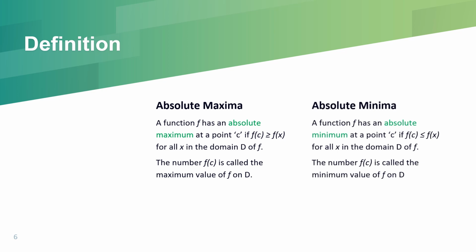Next, absolute minima. A function f has an absolute minimum at a point c if f(c) is less than or equal to f(x) for all x in the domain D of f. The number f(c) is called the minimum value of f on D. That is, in the entire domain of the function, the smallest value of f gives the absolute minimum.